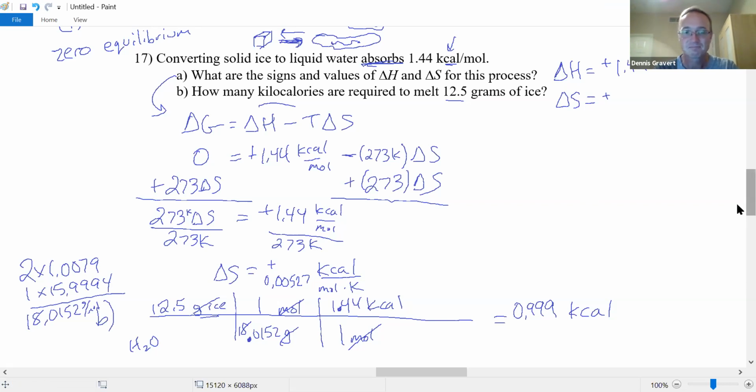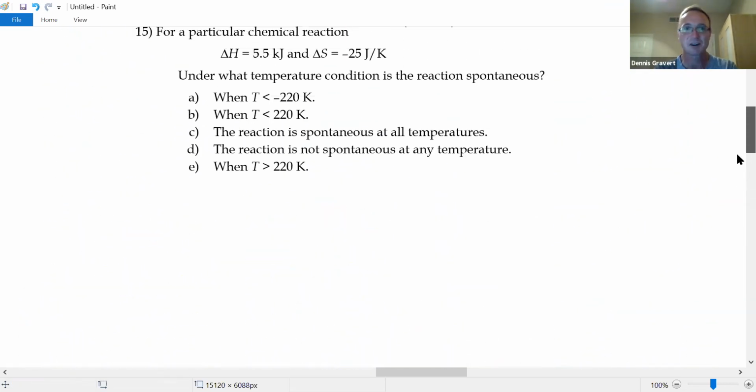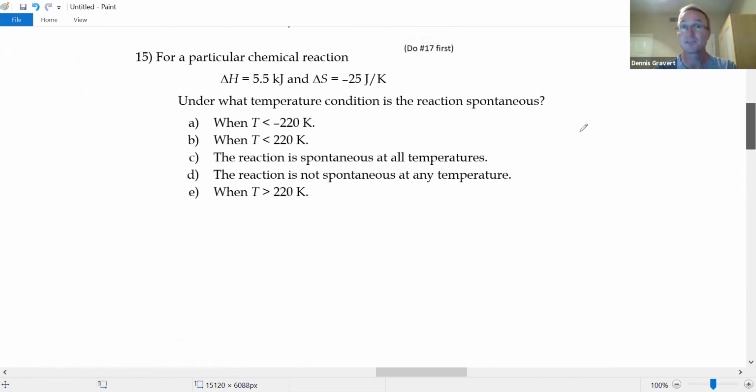Cool. All right, let's do the last one for this video. Question 15. For a particular chemical reaction, delta H is 5.5 kJ. Endothermic or exothermic? It's endothermic, right? This is a positive number, making it endothermic. And delta S is a negative 25 joules per Kelvin. Is this getting more or less random? Less random, it's negative, so it's more ordered.